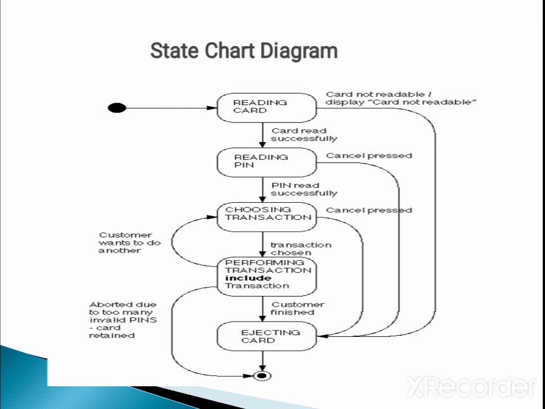Example for state chart diagram. This diagram shows how the state is changed from one state to the other. A card is inserted and chosen for transaction, then performs transaction and eject card.